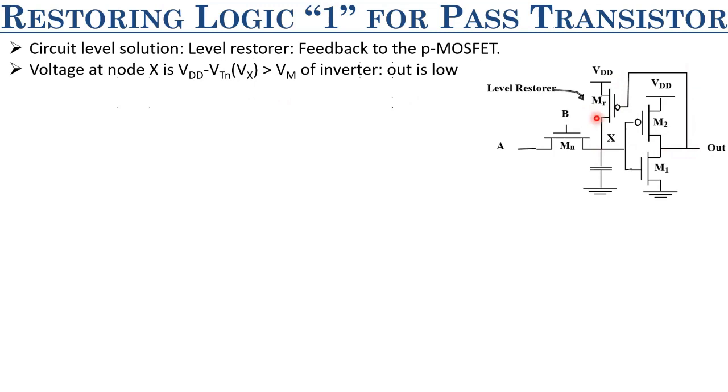The moment the output goes low, you see that the output is connected to the gate electrode of this PMOSFET. So if the gate electrode voltage is low, effectively VSG is positive, more than mod of VTP. And as such, this level restorer MOSFET turns on, and it starts to pull this node X towards VDD, or it also charges this node X towards VDD. So instead of VDD minus VTN, we get full VDD, or we get full swing, right? The moment this MR is activated, Vx is pulled to VDD, and as such, full swing is restored. Now the nominal logic level 1 is VDD itself.